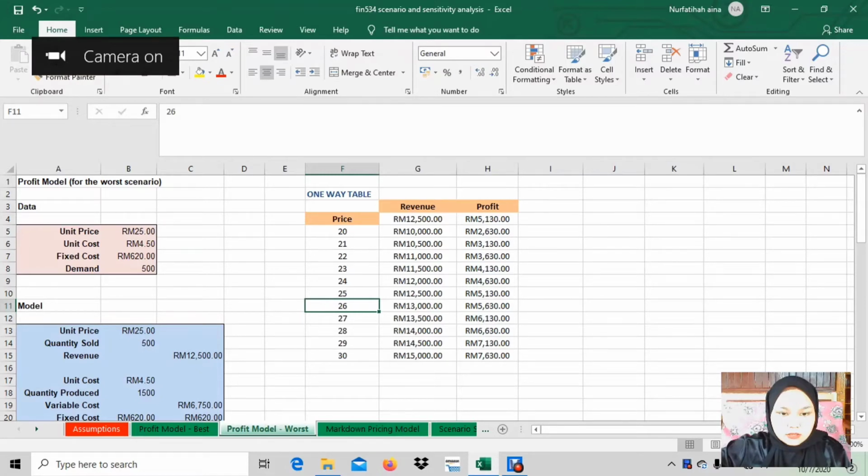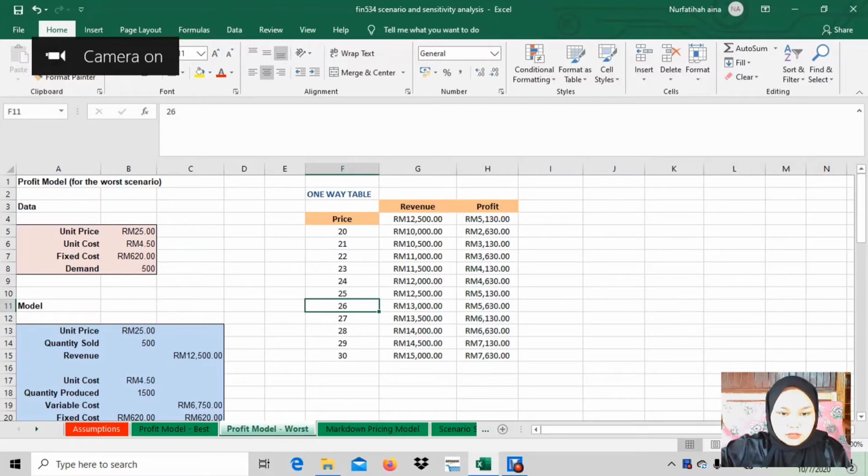It is not sufficient for me because my target profit in the worst scenario is RM 10,000 ringgit. So I need to change my data. I use two ways, which is one-way table. I change the price from 20 ringgit to 30 ringgit in order for me to get higher revenue and profit.